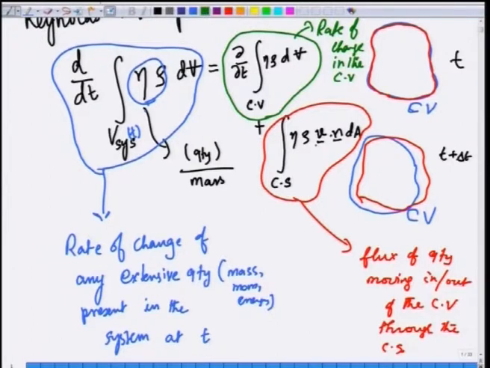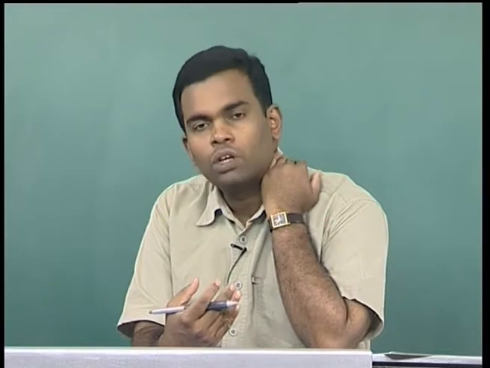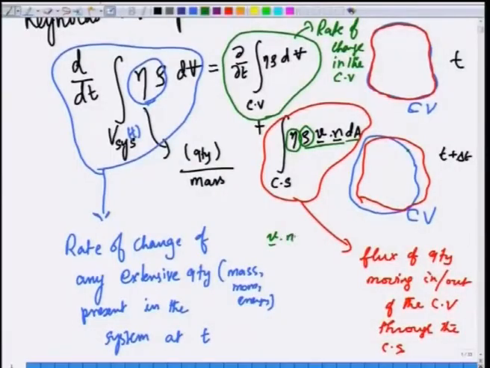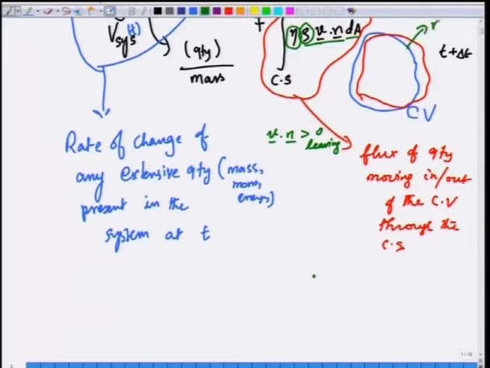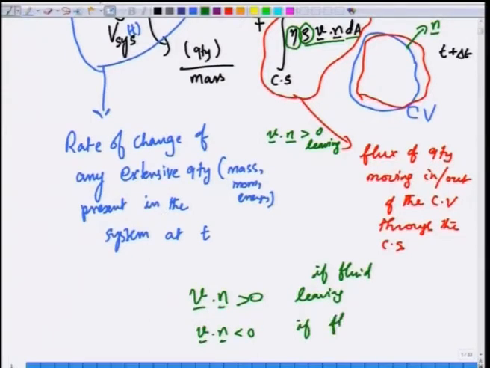The interpretation is as follows: V dot n is the normal component of the velocity at the control surface, times dA is the normal volumetric flow rate of the fluid, times density is the mass flow rate, times the quantity per unit mass will give you the rate at which any quantity such as mass, momentum or energy is entering or leaving the CV through the control surface. V dot n is positive if the fluid is leaving, because n is a unit outward normal to the CV, and it is negative if fluid is entering the CV.